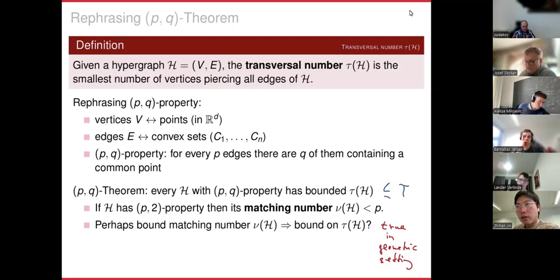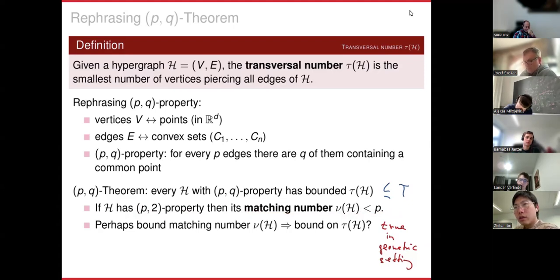What's interesting here? If our hypergraph H has the P2 property, then its matching number nu is less than p. First of all, what is the matching number of a hypergraph? It's the largest set of non-intersecting edges. We know that if we take p edges, then there must be two of them intersecting. So you cannot have a matching of size p, and that means the matching number must be bounded by p.